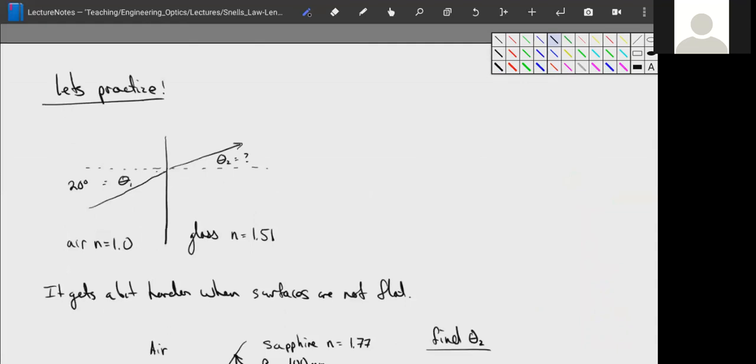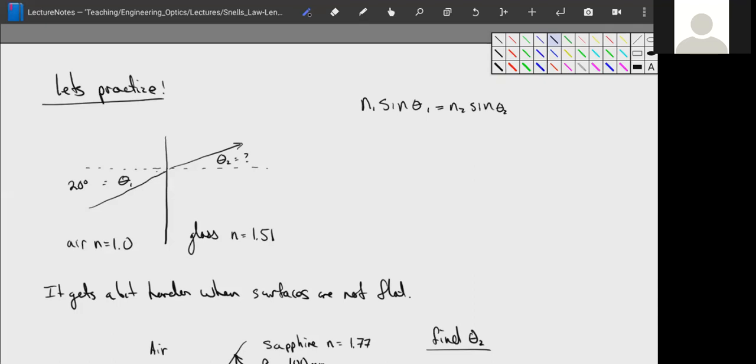All right, let's do a quick practice of Snell's law. Here we have an interface where we have air with an index of refraction of 1.0 and glass with an index of refraction of 1.51. Our theta 1 is equal to 20 degrees. Our angle with the normal is 20 degrees. And our theta 2 is unknown. I want to know what our theta 2 is. So we're going to write out Snell's law, n1 sine theta 1 is equal to n2 sine theta 2.